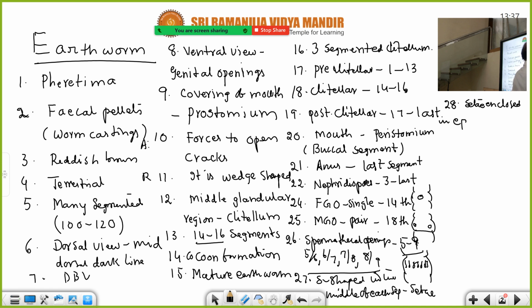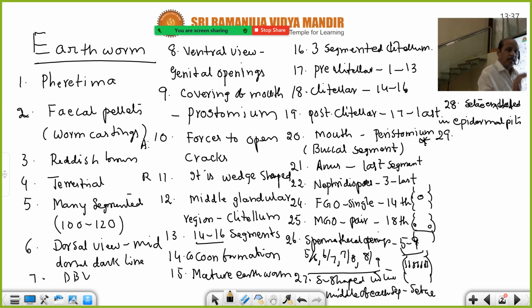Embedded, better correct word, embedded, not enclosed. Embedded in epidermal pits. Better to say embedded in epidermal pits. They are absent. This is important. My 29th point, put a star mark. Important.